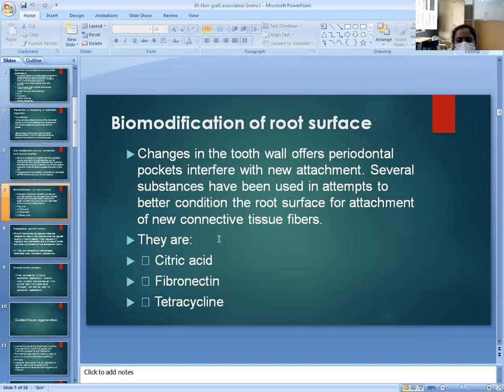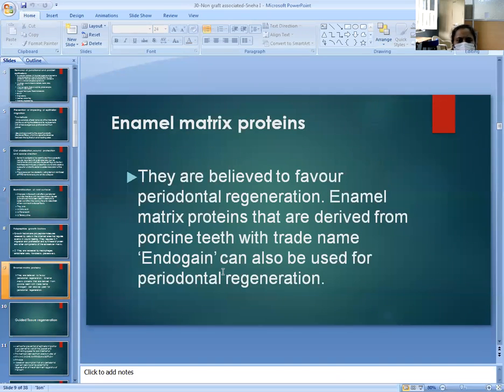Another method is root biomodification. It can be achieved by using citric acid, fibronectin, tetracycline. We are going into detail again. Another is enamel matrix protein, and non-bone graft associated techniques.